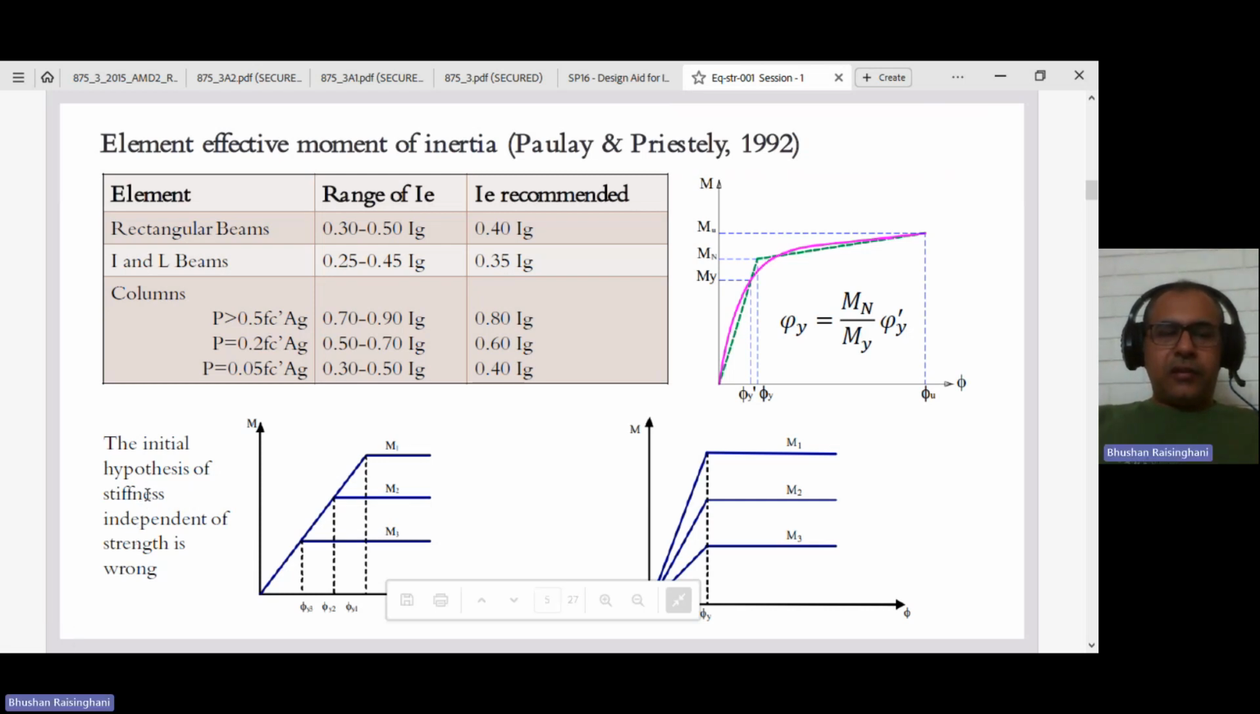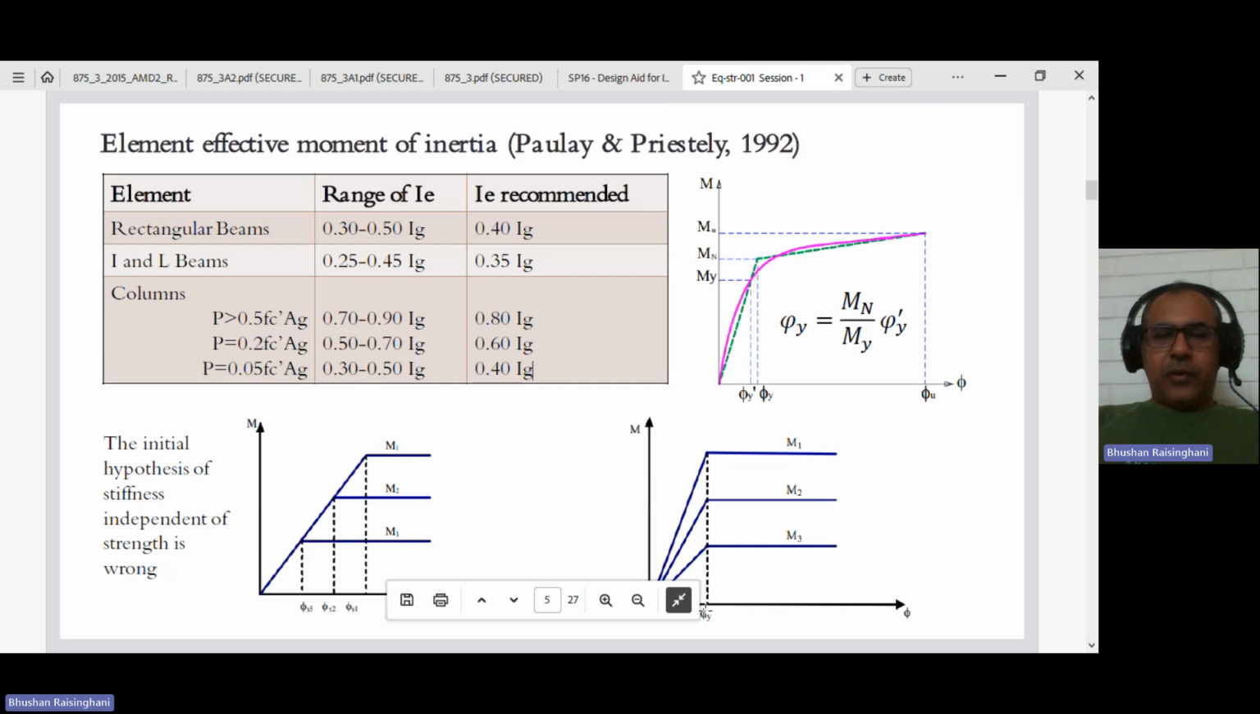So the initial hypothesis that stiffness is independent of strength is wrong. Stiffness has to be dependent on the strength as well. That is the derivation given by Nigel Priestley. And if you see in one of the graphs, it is shown that one is a linear curve. If you take the moment curvature relationship, in that case, your yield moment keeps on changing. But as compared to that, phi y is always constant for one element.